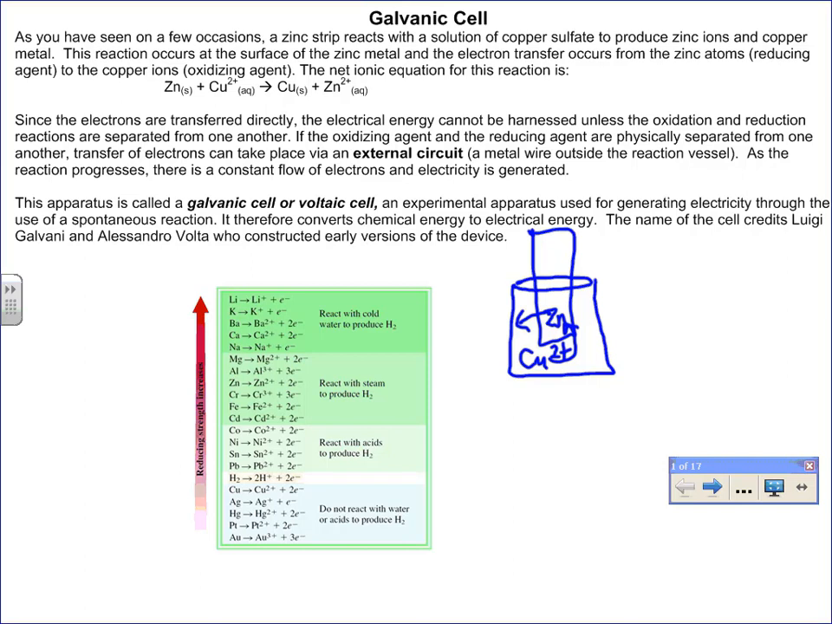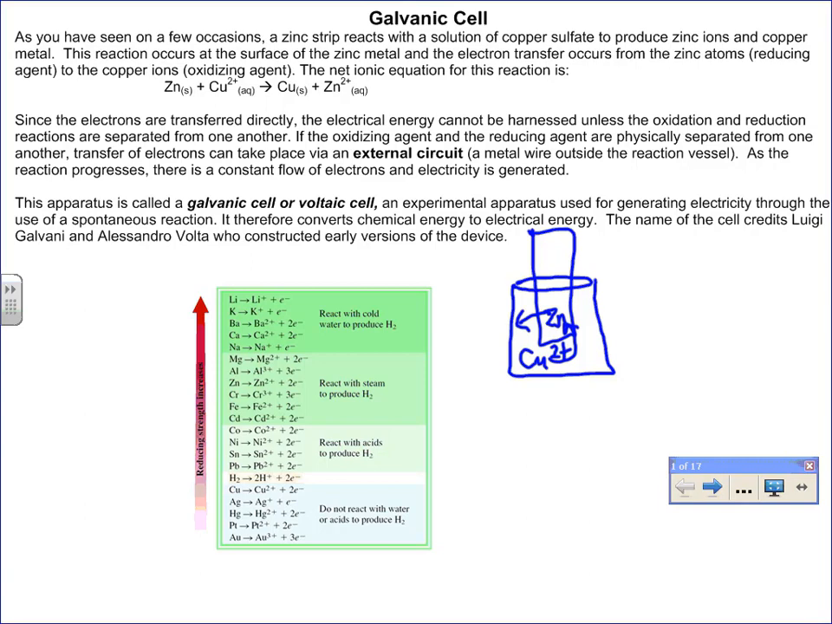In order to do that, we need to set up a galvanic cell. And what a galvanic cell is going to do is separate the oxidation reaction from the reduction reaction, and allow the electrons to travel through a wire. And while they're traveling through a wire, we'll be able to make use of the electricity that's generated.